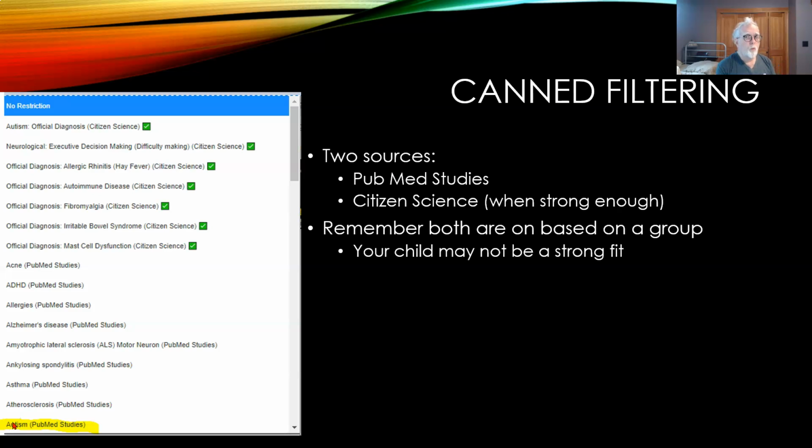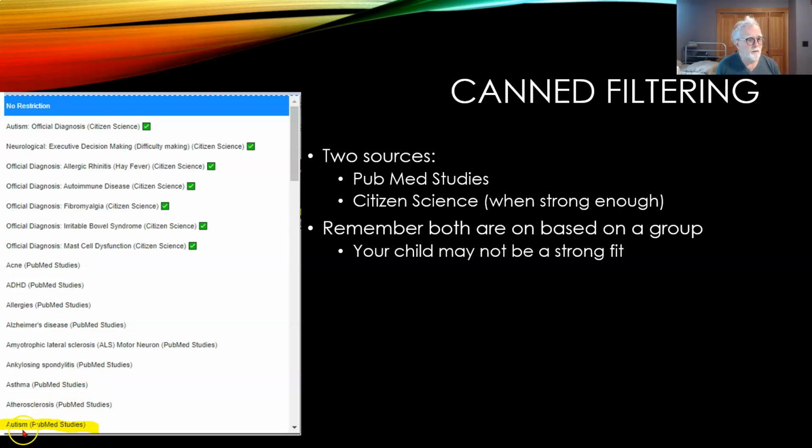Our next way of getting suggestions is by using canned filtering, which is making use of the information which was being published by PubMed studies here, or in this case by Citizen Science, which is this site doing its own statistical analysis and identifying certain patterns and using that to subset the bacteria. And there's several ways of doing it. First, we're going to do it assuming we have done none of the other work. We're just going to take the whole microbiome in, apply the filtering, and see what comes up for suggestions.